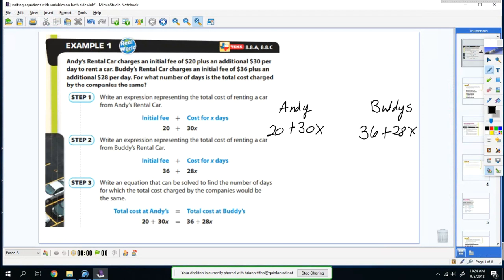So what they want is to figure out the number of days when the total cost will be the same. Since it's the same, that means set it equal to each other. And that's it. That's how you write an equation with variables on both sides. You're basically just comparing them. Okay, now you try one.